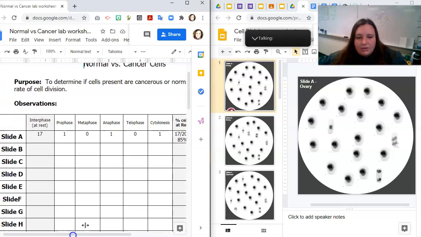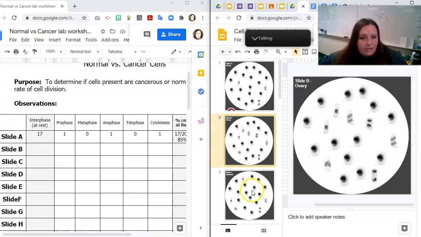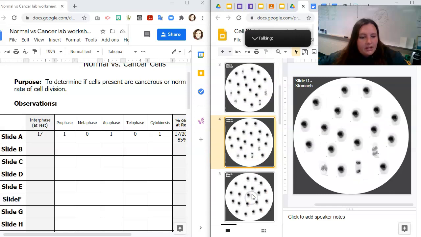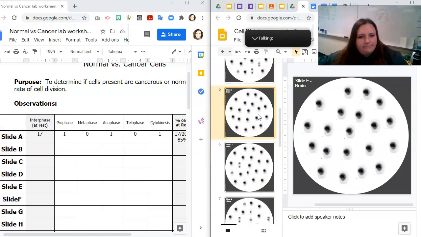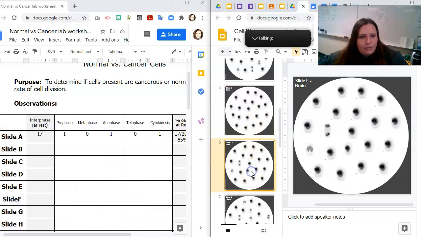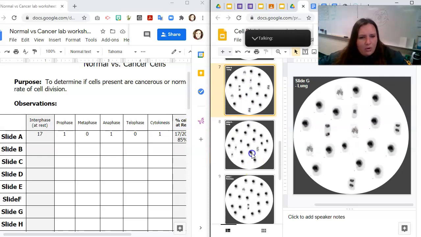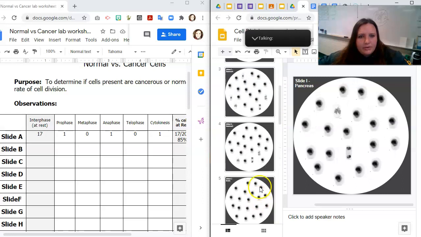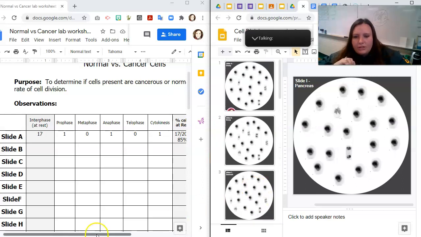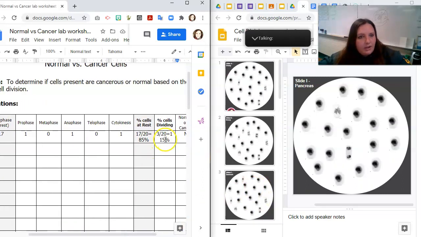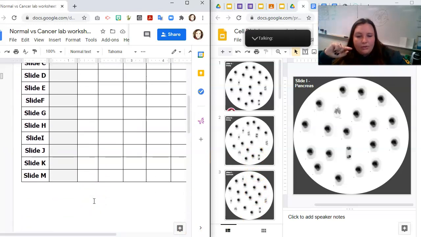As you keep going down and do more observations, you're going to see a lot more microscope slides that show cells dividing a lot more than they probably should. That's going to be your foundation. Anything close to 90% to 10%, within maybe 5%, will be a normal cell. Anything out of that range is going to be cancerous. You guys are going to do that for slides A all the way through M.